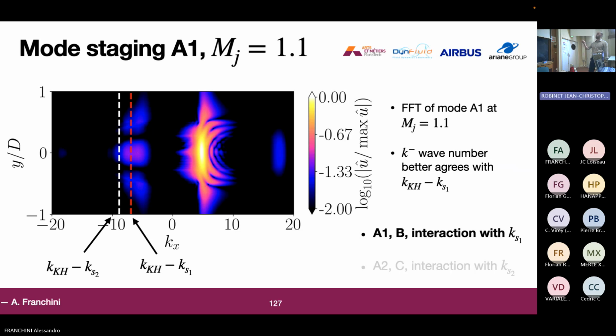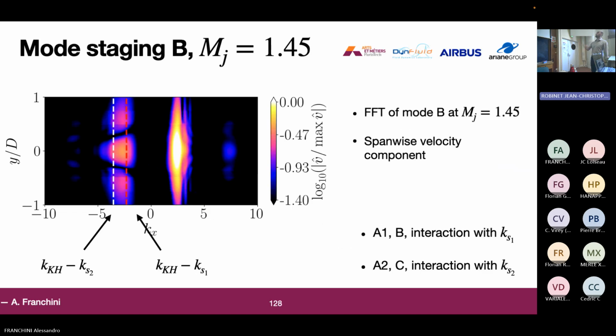So here we actually have a better agreement with the KS1, which is the one that is responsible for this mechanism, for the case of the mode A1 at MJ equal 1.1. We then look at mode B at MJ equal 1.44. We expect that this interaction, since it's a mode B, comes from the KS1. And again, it seems less clear here, but it seems that the maximum is nearer the KS1 interaction.